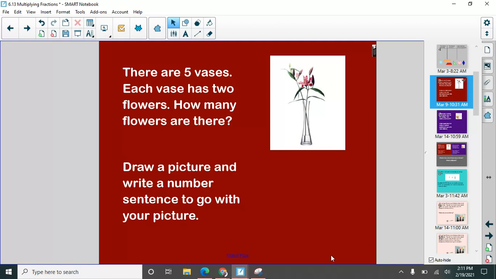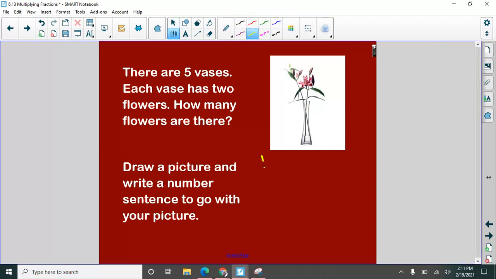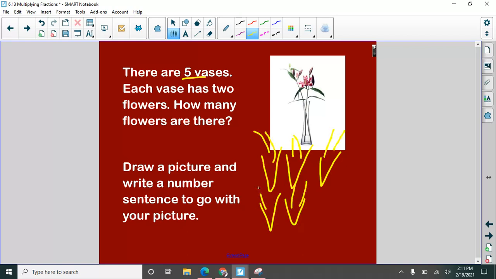Okay, we should have each vase, and you're going to think, why are we doing this, Mr. White? We know how to do this. We've got a vase here, and here, and here. There's 5 of them. And here, and here. Each one has 2 flowers. 1, 2, 1, 2, 1, 2, 1, 2. How many flowers are there? There are 10 flowers. And our number sentence is 5 times 2.